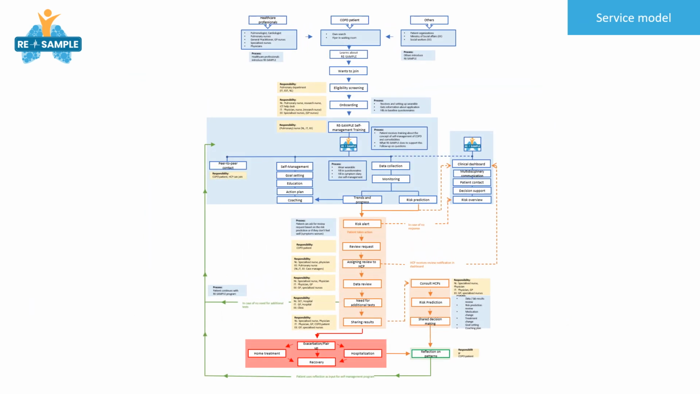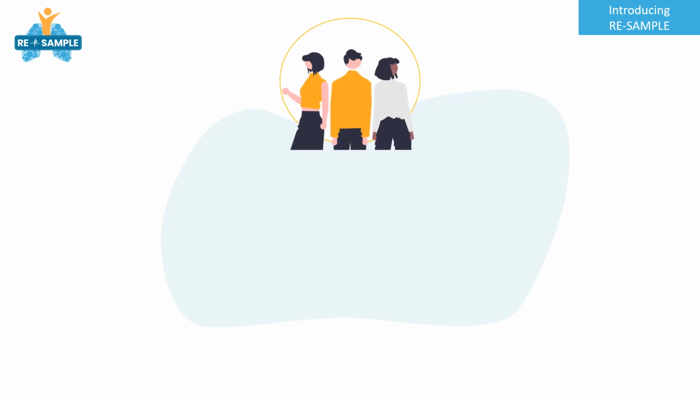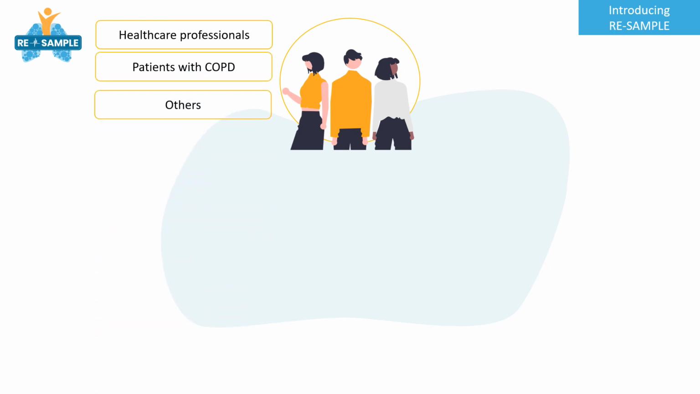Here you can see the final service model, which is based on all the conversations with stakeholders. It is important to mention that not all activities described in this model already exist in practice. The service model describes how it should be implemented so that it's optimally used. In this service model, there are 3 different stakeholder groups involved: healthcare professionals, patients with COPD, and others.